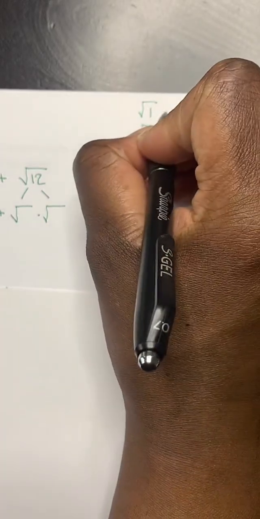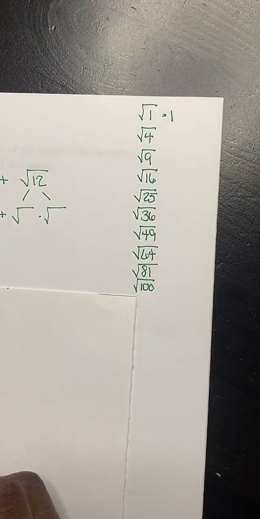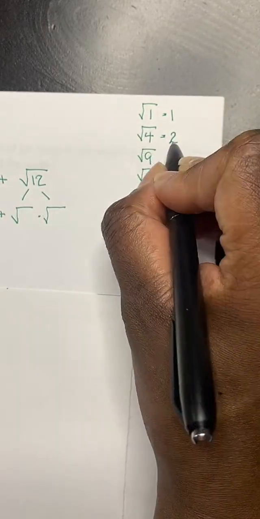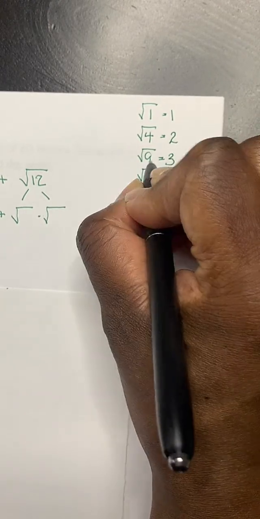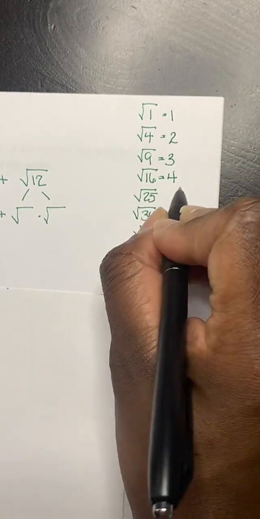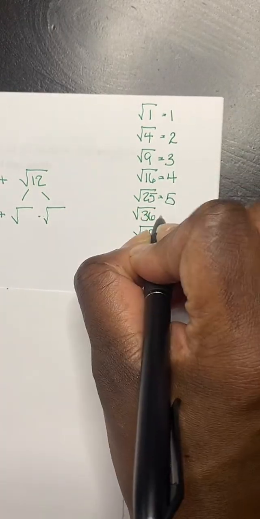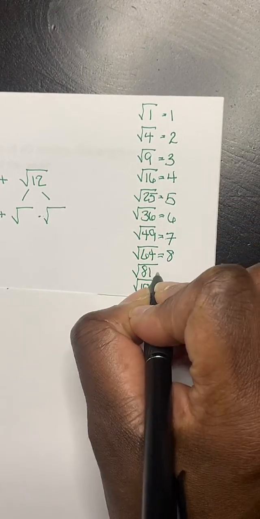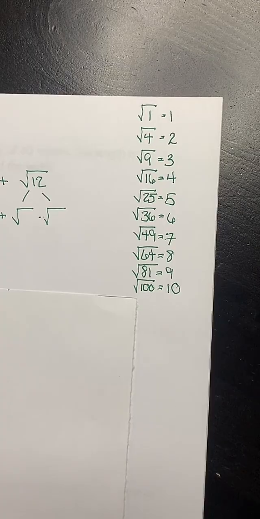The reason why these are perfect is because I know there is a single number that if I squared it, it will give me that number. So the square root of 4 is going to give me 2, because 2 times 2 gives me 4. Square root of 9 is going to be 3 because 3 times 3 gives me 9. Square root of 16 is 4 because 4 times 4 gives me 16. Same with 5, 6, 7, 8, 9, and 10.